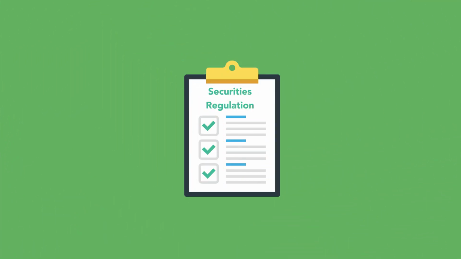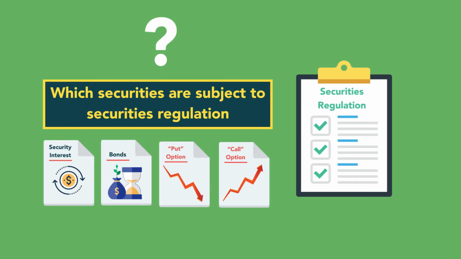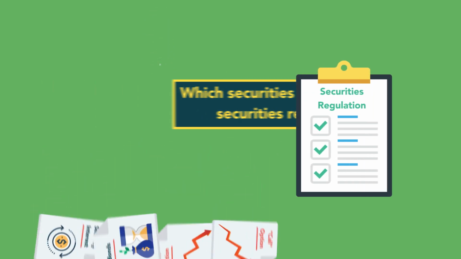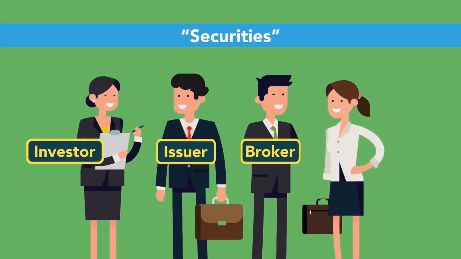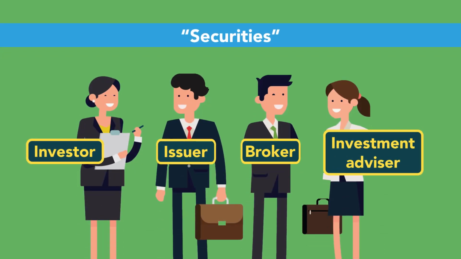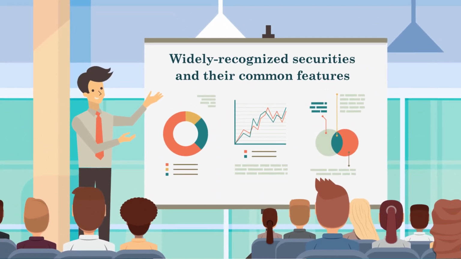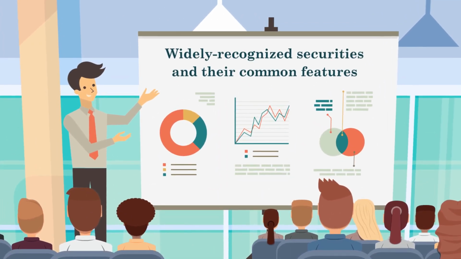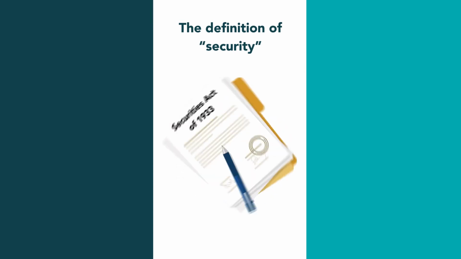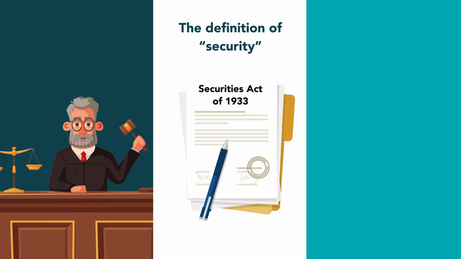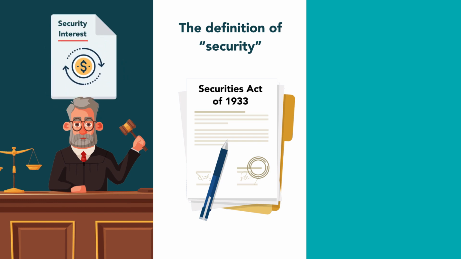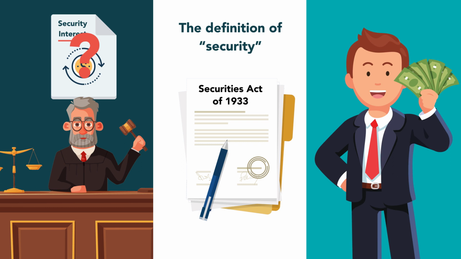In this module, we'll examine which securities are subject to securities regulation. First, we'll look at why the definition of security is important to investors, issuers, brokers, investment advisors, and others in the financial markets. Second, we will examine some widely recognized securities and their common features. Third, we'll explore the definition of securities in the 1933 Securities Act. Next, we'll explore standards adopted by the courts to determine whether an investment is in fact a security. Finally, we will examine a handful of investment scenarios to determine whether they are securities.